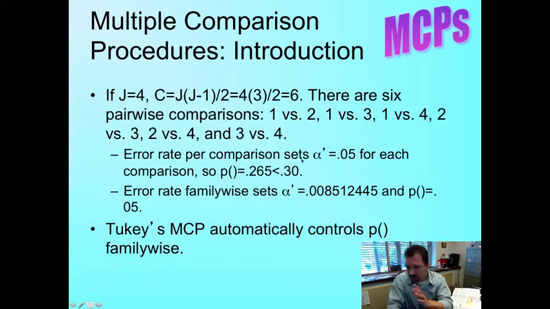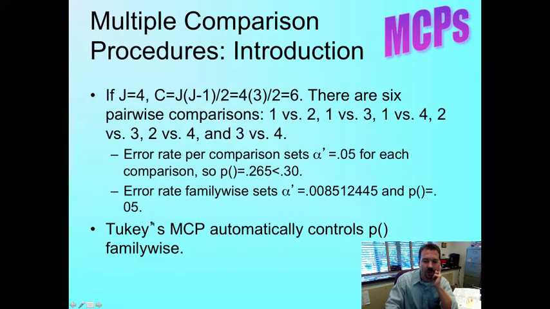Error rate per comparison, if it's 0.05, then all of a sudden your probability of at least one type 1 error is 26.5%. Okay, so every 1 out of every 4 times you run this study, you're going to get a false reading where it's telling you that you got a difference somewhere and there really isn't that difference. Okay, that's a big problem. So you want to control error rate family-wise, setting alpha prime at basically 0.05 divided by the number of comparisons. You have 6, which gives you basically 0.008.